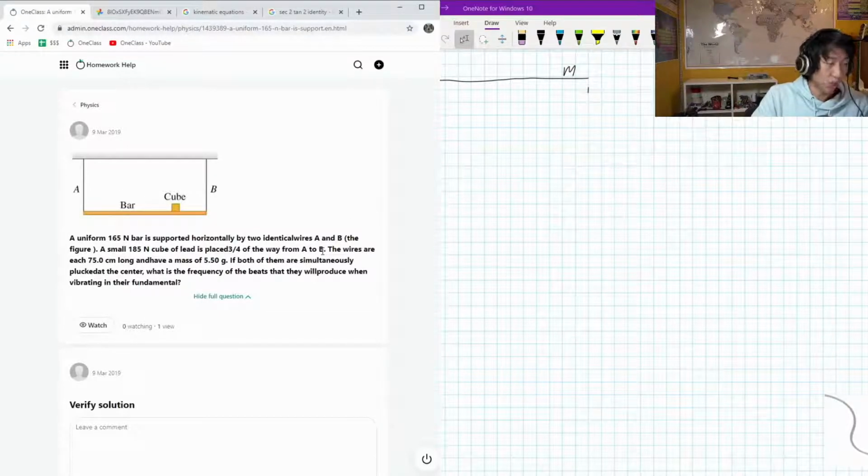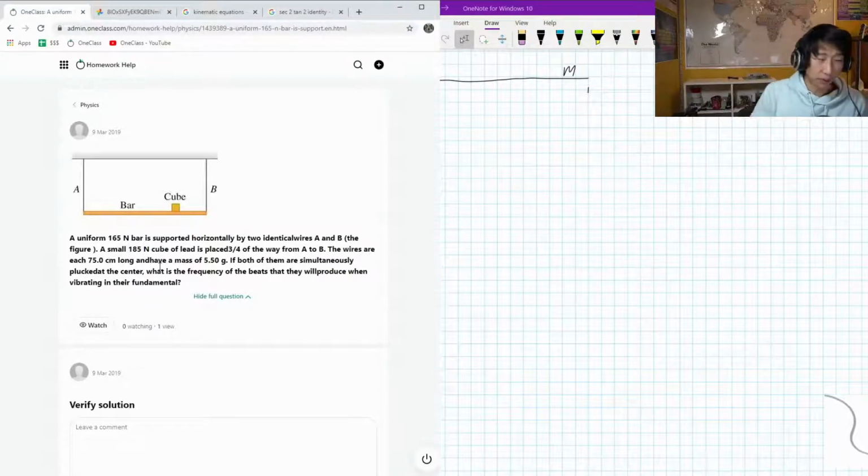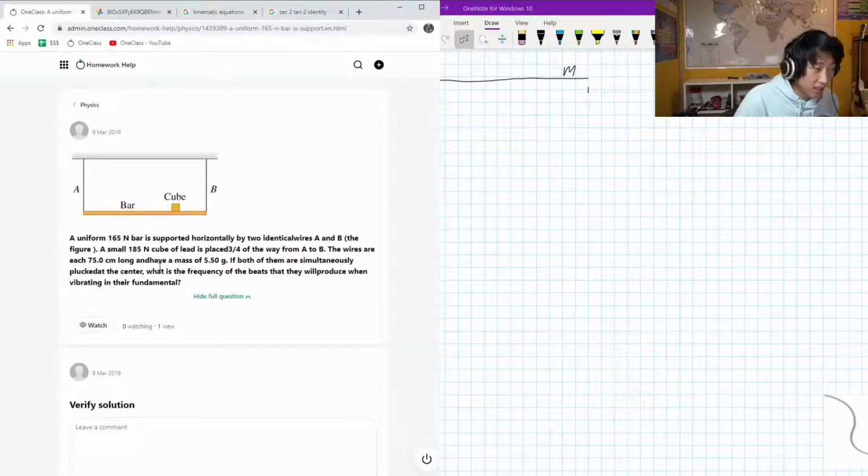As you can see from the diagram, the wires are 75 centimeters long, have a mass of 5.5 grams, and both of them are simultaneously plucked at the center. So we're trying to figure out what is the frequency of the sound that will be produced from them. It's kind of like a guitar.